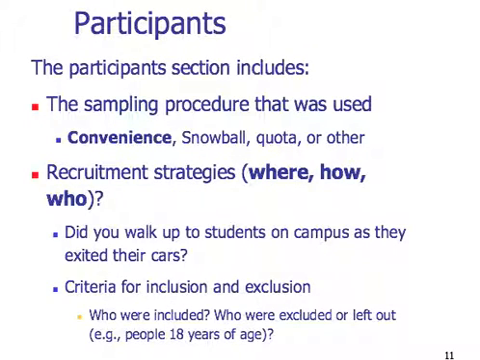The participants section or subsection includes the sampling procedure. You may not know what that is at this point, but a lot of psychology and sociology studies use convenience samples. That means you find a group of people who are just easy to find, like classes of students are considered a convenience sample. There are other types like snowball, quota, and other types of sampling that you can learn about later if you don't already know about them.